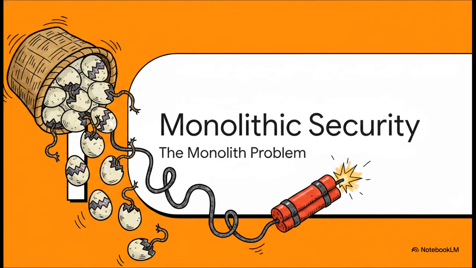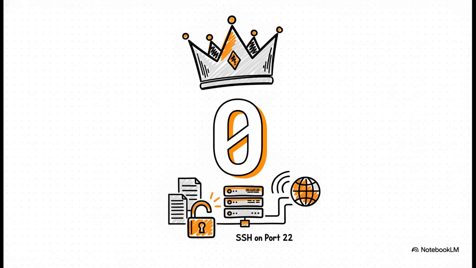Section 1. The monolithic security problem. Think back to the old days of Unix systems. User ID 0 means root, the superuser. If a process runs as root, it holds the keys to the entire kingdom. It can do absolutely anything on the system. Read any file, tweak any permission, take total, absolute control.